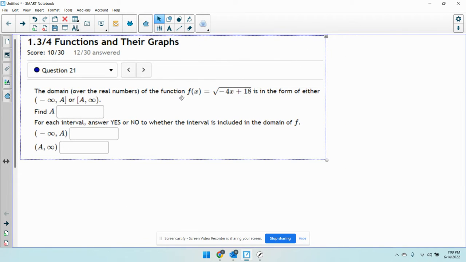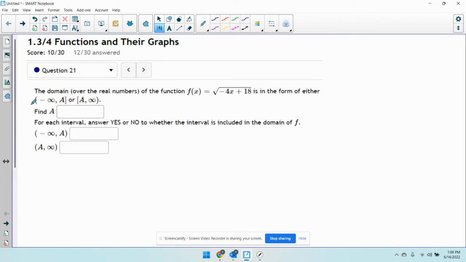So this says the domain over the real numbers of this function is in the form of either from negative infinity to some value a or from some value a to positive infinity. First thing we'll do is find what a is. The thing to keep in mind with square roots is that square roots have to be greater than or equal to 0. You can't take the square root of a negative number without getting some imaginary number.